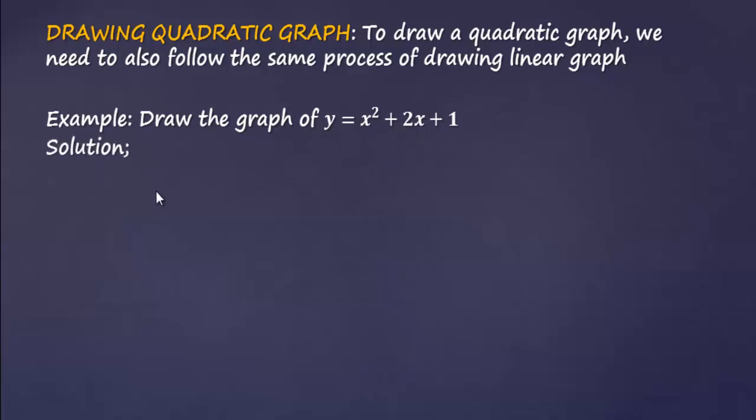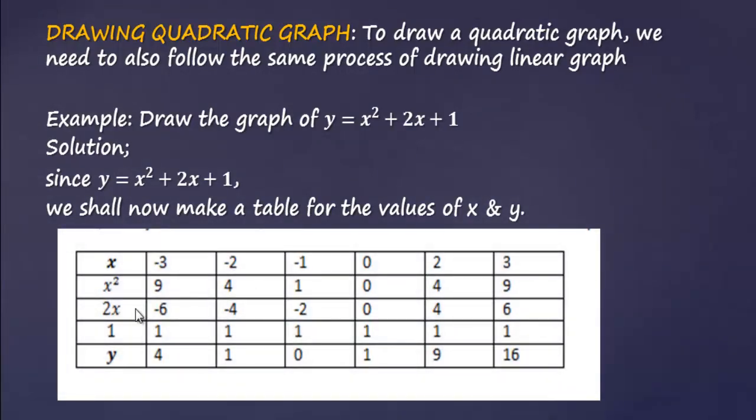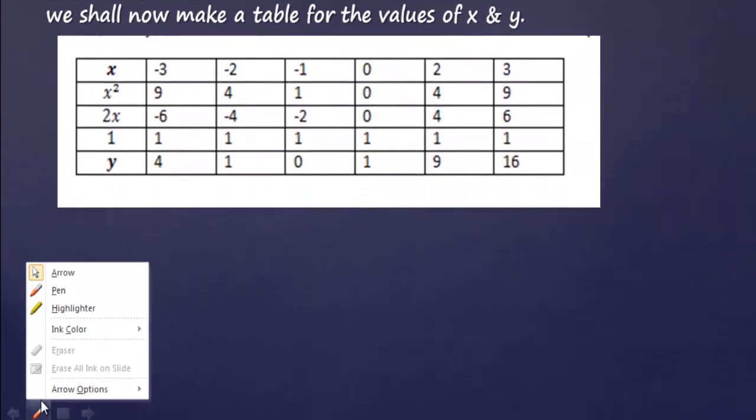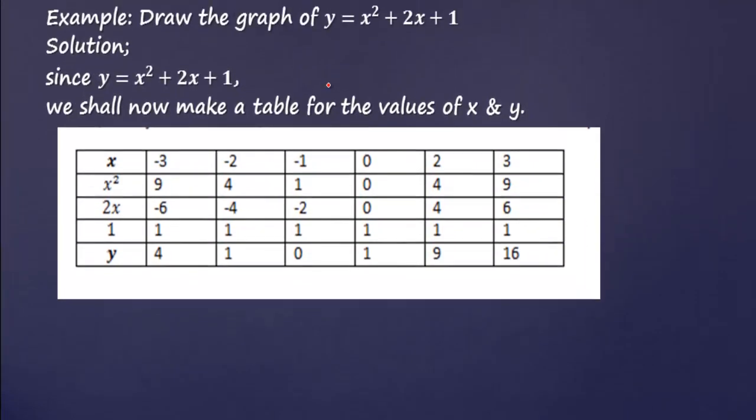Now solution. You are going to form a table since y equals x squared plus 2x plus 1. Now we shall make a table for the values of x and y. This is the table, and I'm going to explain it to the best of your understanding. Now this is x. When you have x, we suggest numbers that range from -3 to +3. That is, we have -3, -2, -1, 0, 1, 2, 3. Are you seeing it now? That's what we are saying.